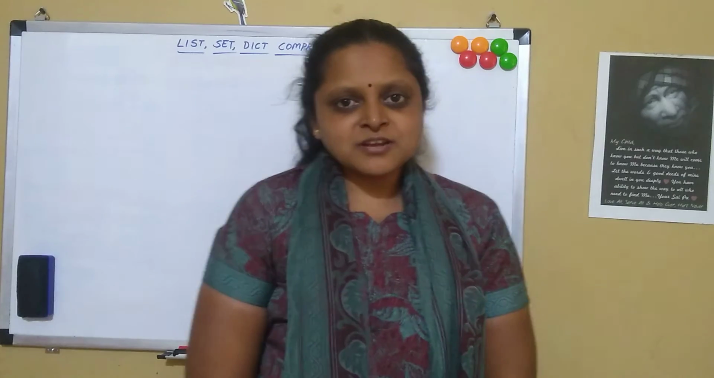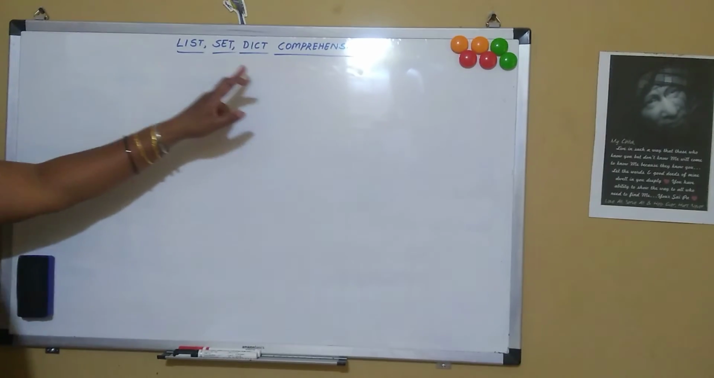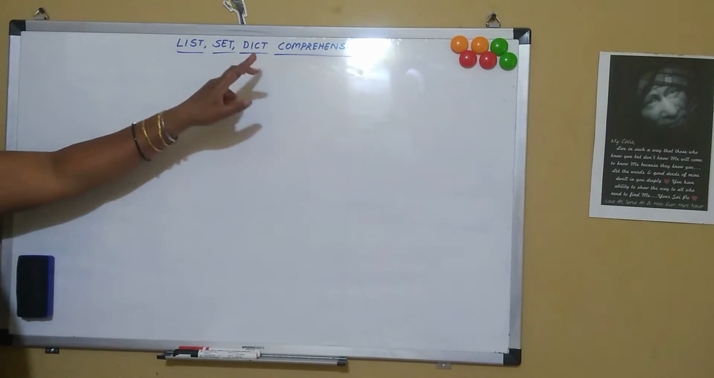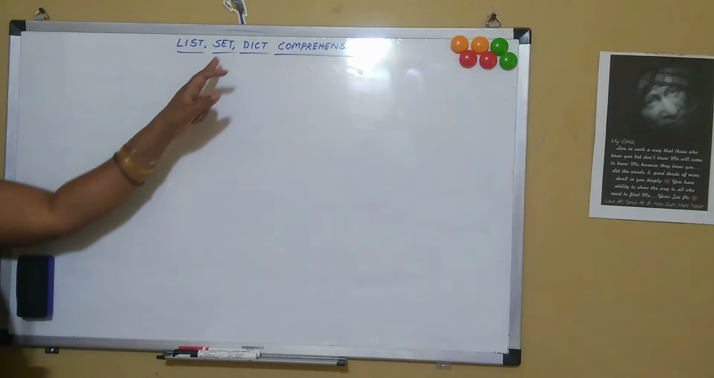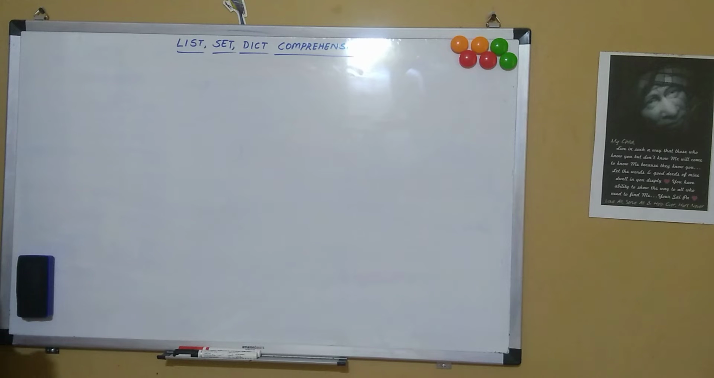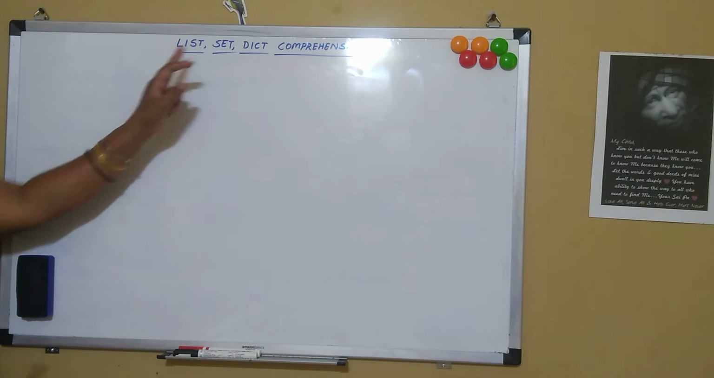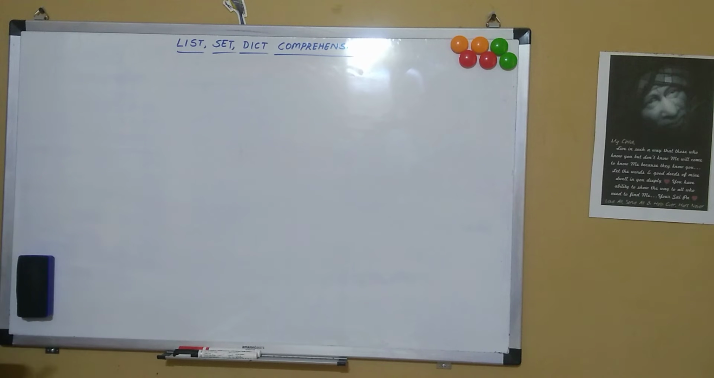In today's session, let's see how a list comprehension, a set comprehension and a dictionary comprehension work in the Python programming language. We had already seen in our earlier session how a list comprehension works and also the dictionary comprehension, but we have not seen the set comprehension. Today let's see how they are different from each other. A list comprehension helps in creating a list. A set comprehension helps in creating a set, and a dictionary comprehension helps in creating a dictionary.